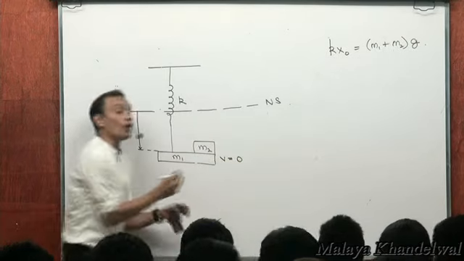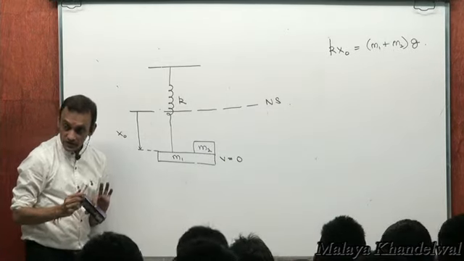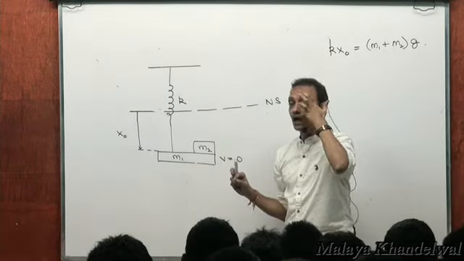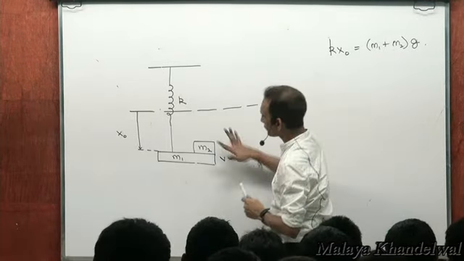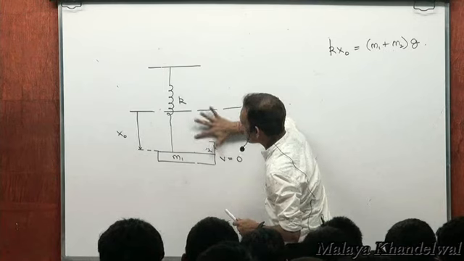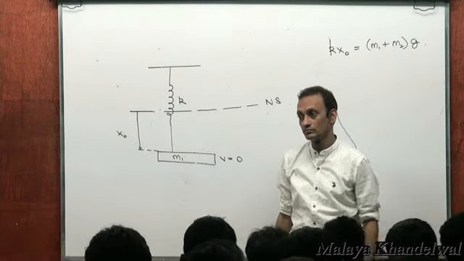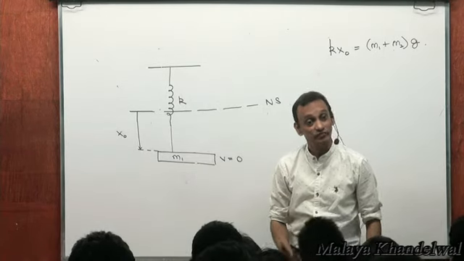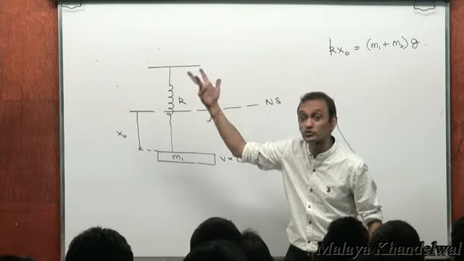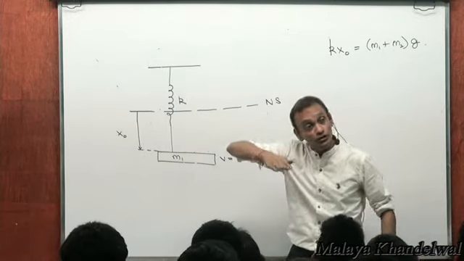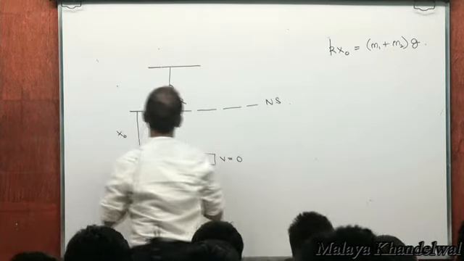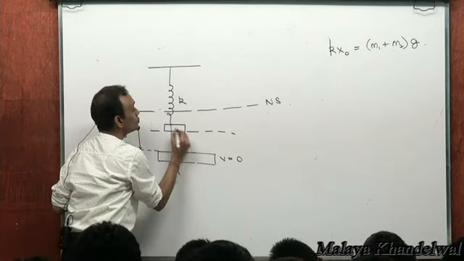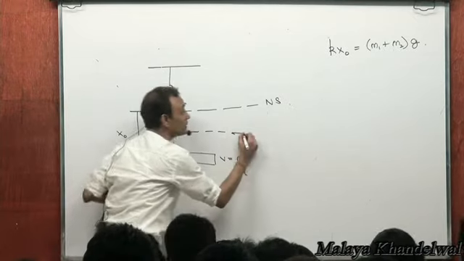The velocity of the combo is 0 in this state. Now, suddenly I remove the mass m2. So now the spring force will become more than the weight. Weight has decreased. The spring force, therefore, k x naught must be more than m1 g. Therefore, the mass will move up. The mass moves up, and it moves to a new equilibrium position.